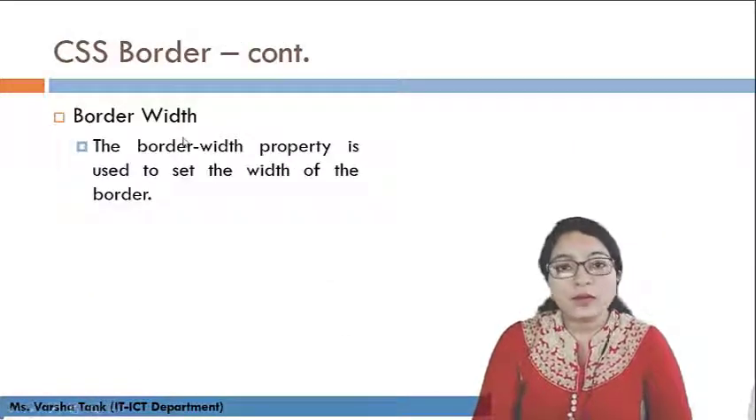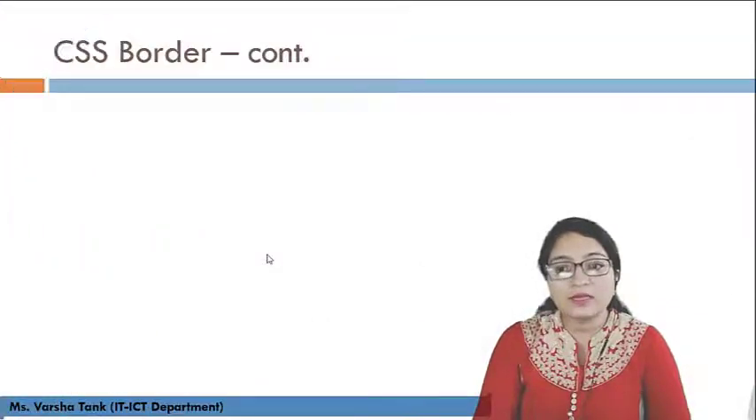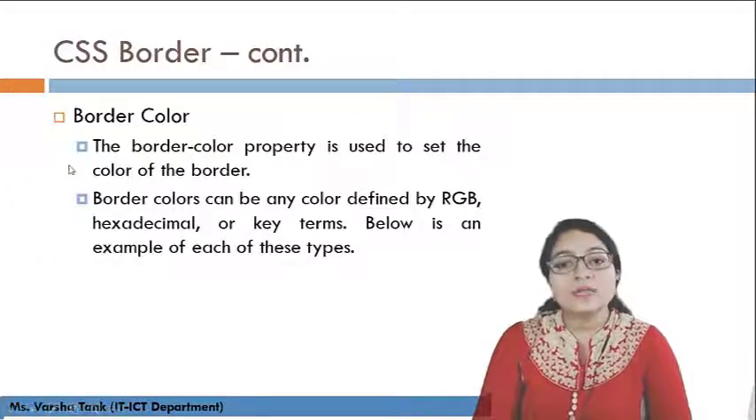Then next is the border width. The border width property is used to set the width of the border. You can write it in pixels, so border width 7 pixel, 10 pixel, that you can write. Then next one is the border color.